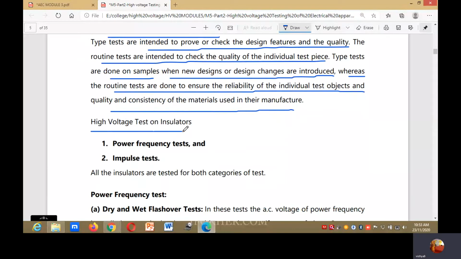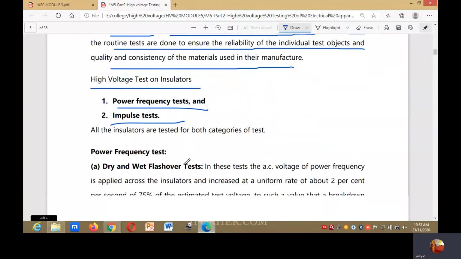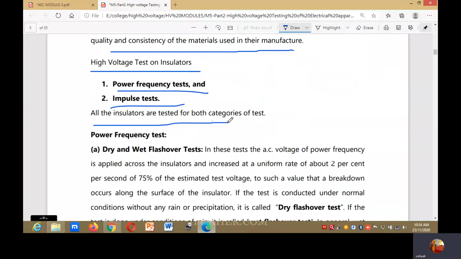High voltage regulators, power tested both stages of test.